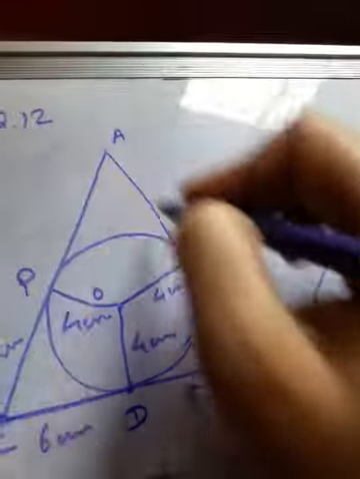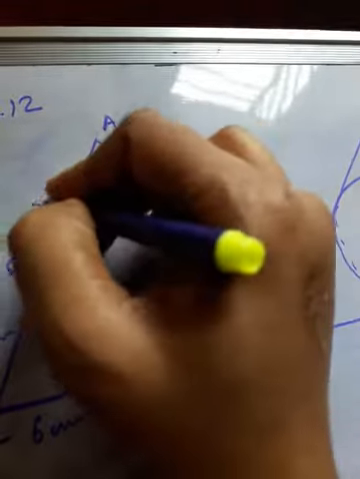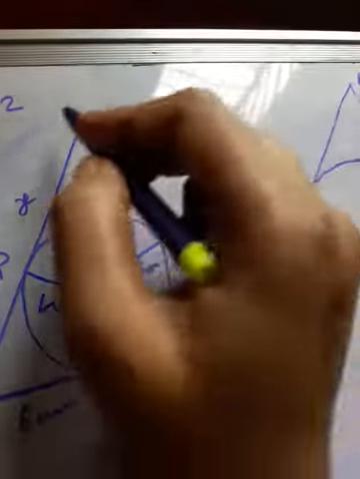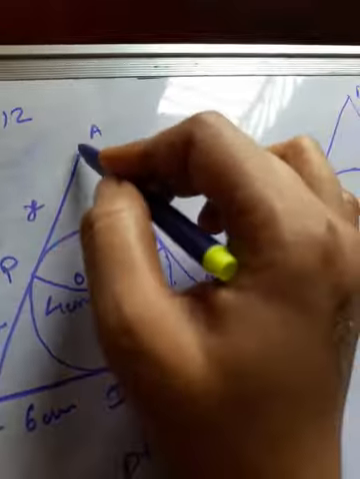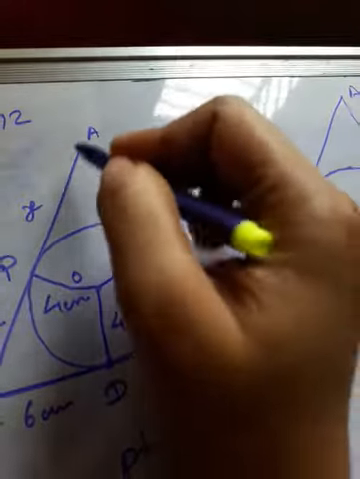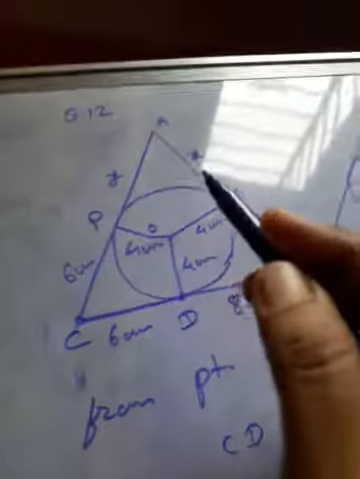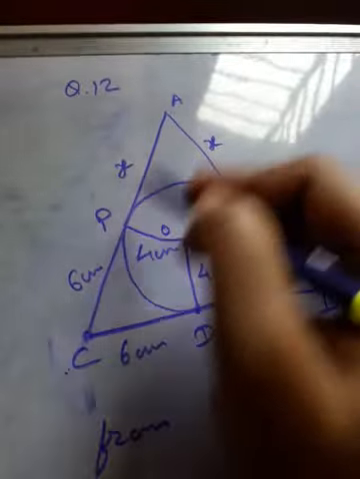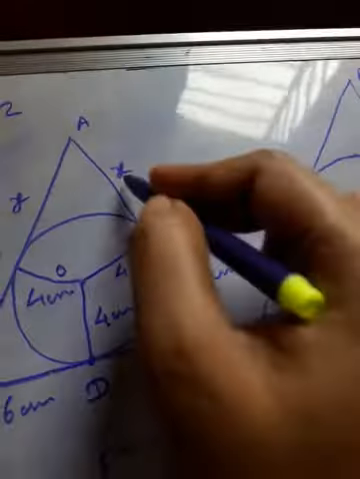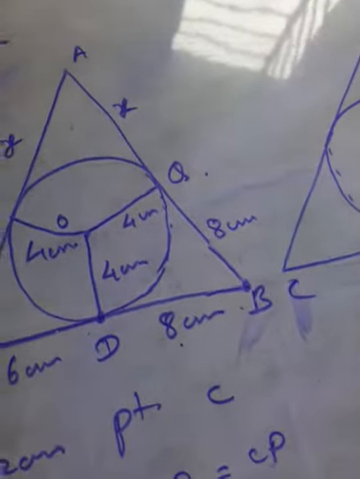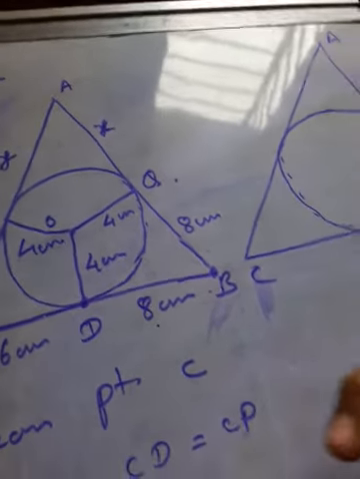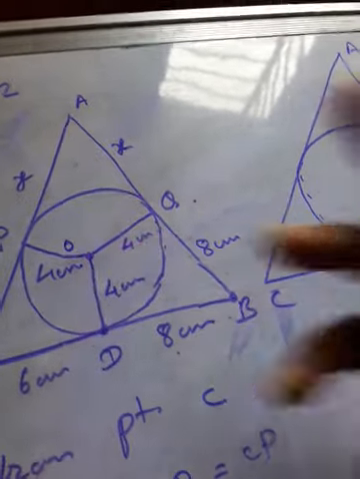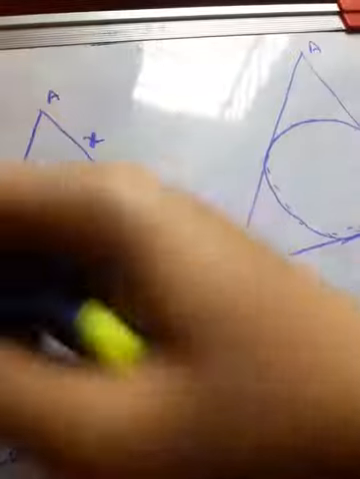AP and AQ are both not given, so we consider AP is x and AQ is also x. Now we have to find the value of x, because we have to find AC. AC is x plus 6 and AB is x plus 8. So firstly we have to find the value of x, but before that, see the same diagram divided in another way, that is triangle ABC.